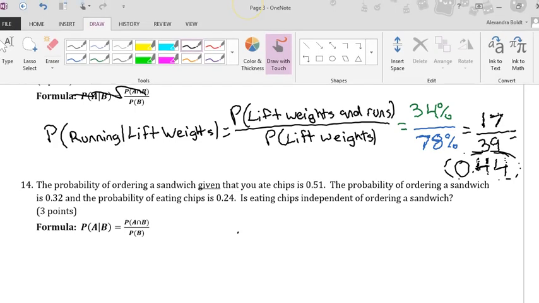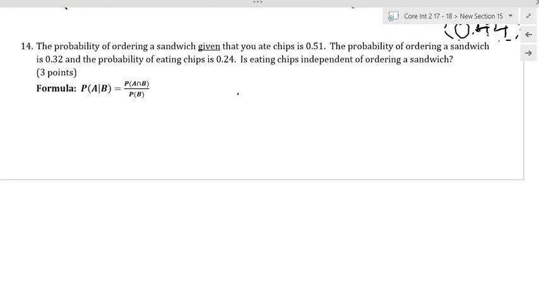All right, looking at number 14. The probability of ordering a sandwich, given that you ate chips, is 0.51. The probability of ordering a sandwich is 0.32. And the probability of eating chips is 0.24. Is eating chips independent of ordering a sandwich? Now, this is a whole different type of question. A lot of people will still try to determine what the probability of B given A is for this. That's a big mistake that a lot of students make. It's asking, are they independent?